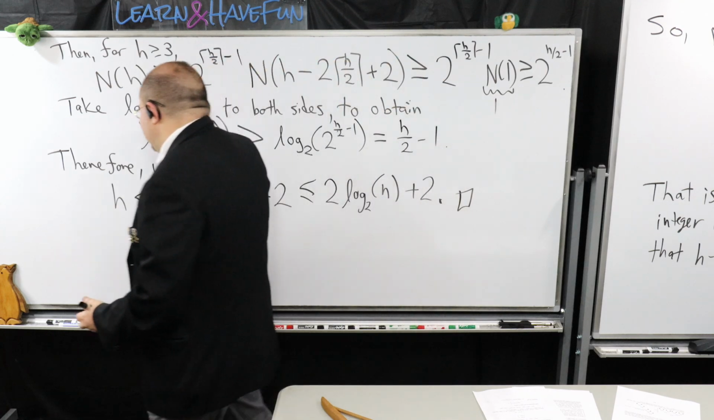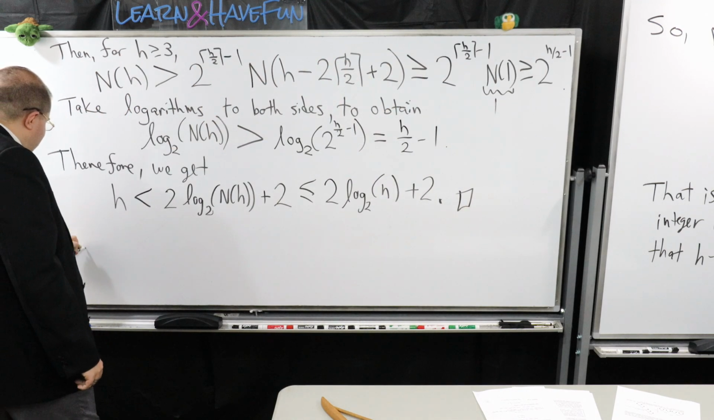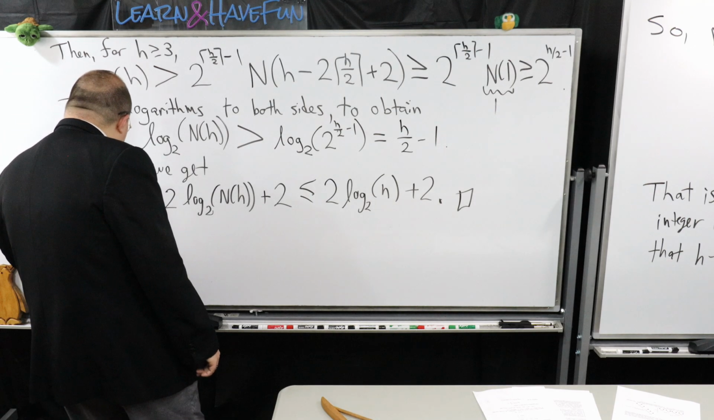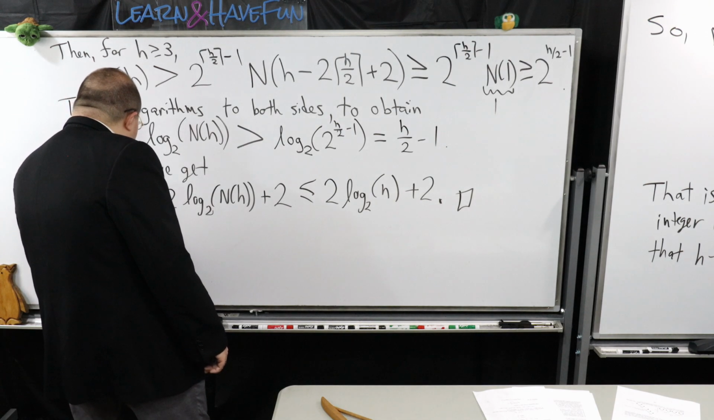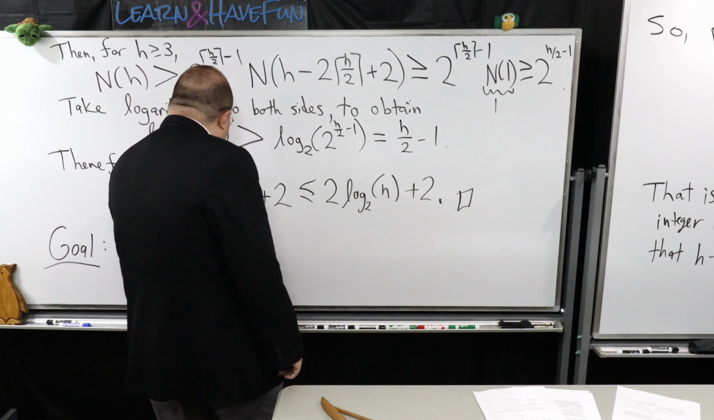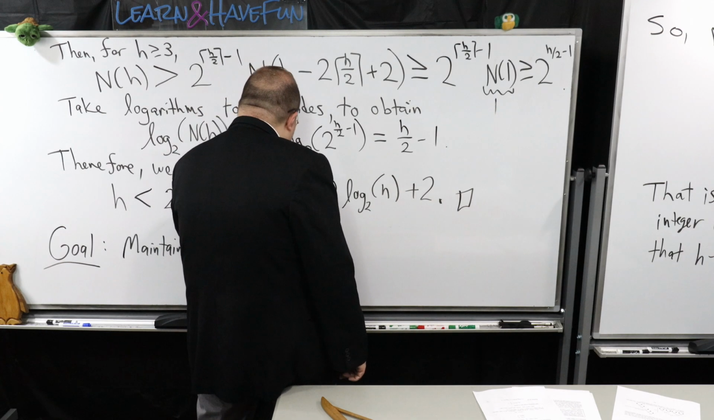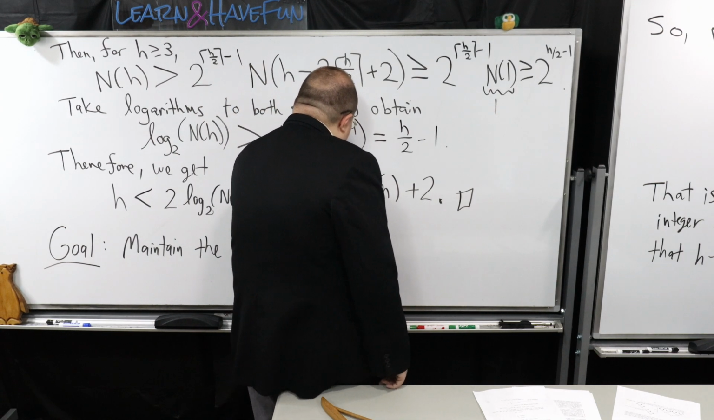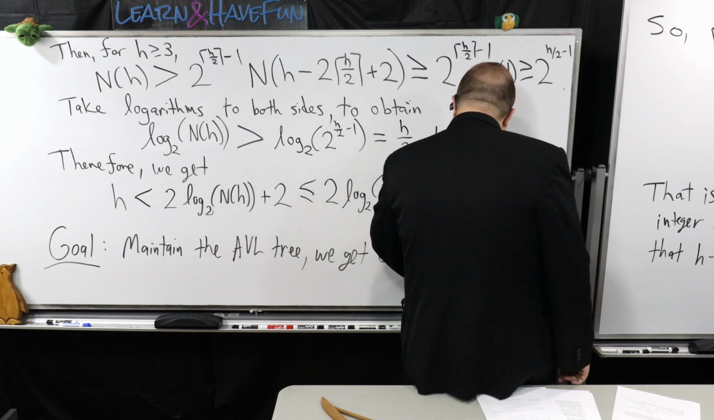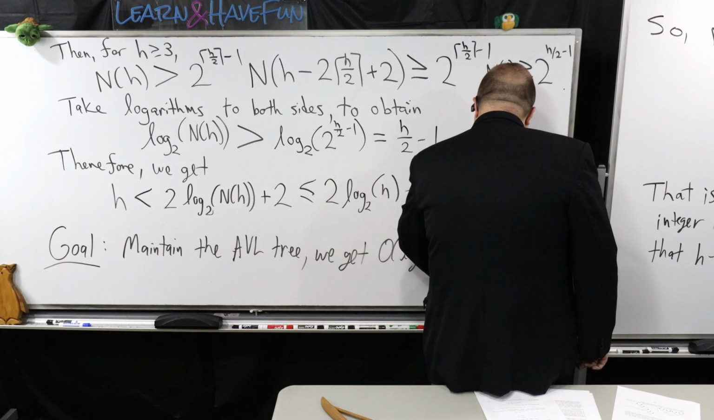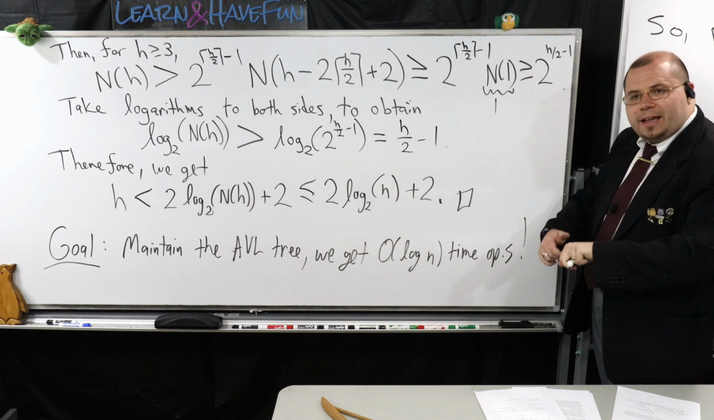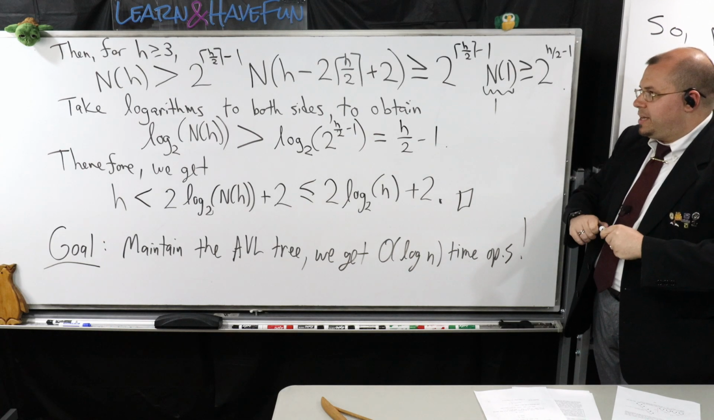So remember, the goal here that we get as a consequence of this proof is to maintain the AVL tree, we get big O of log n time operations. So that's going to be our goal. We're going to start talking about that next day, how we're exactly going to do that.